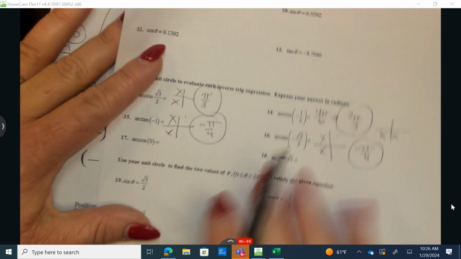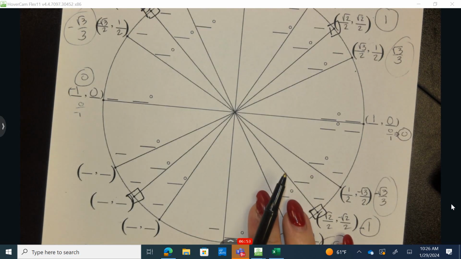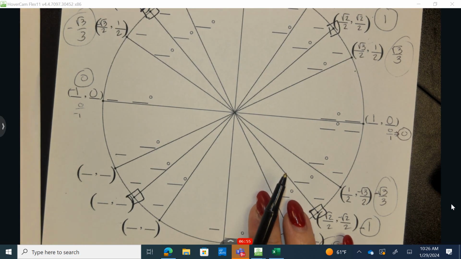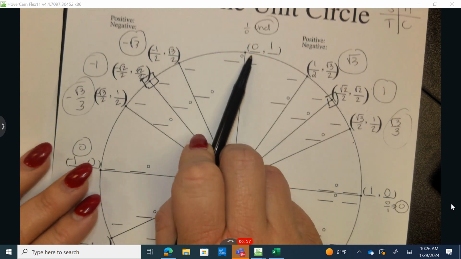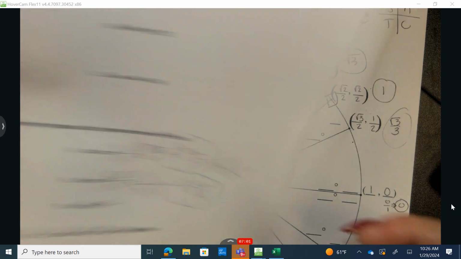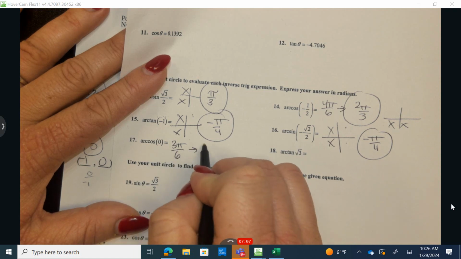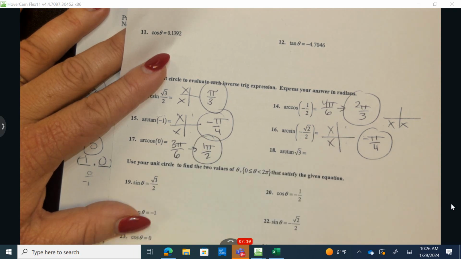Okay, where is the cosine equal to 0? Cosine is the very first one. We have it right up here. This is where cosine is equal to 0. What is this in terms of radians? Well, this is 1, 2, 3. So 3 pi over 6, which reduces to 1 pi over 2.